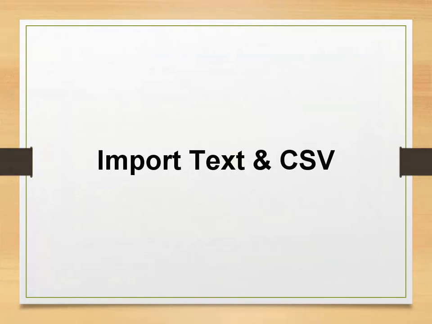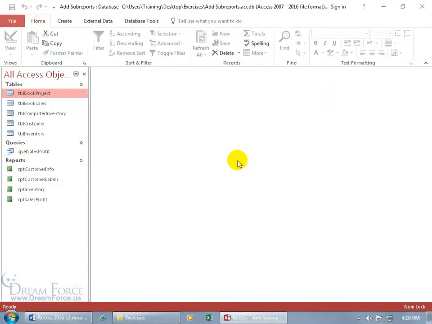In the previous training video, we learned how to import an Excel file into Access. Now, for those of you who need to import another file type, like a text or a CSV file, first of all, what is CSV? It stands for comma separated value. It means that it separates its values by commas. Like Excel, it separates the data by cells.